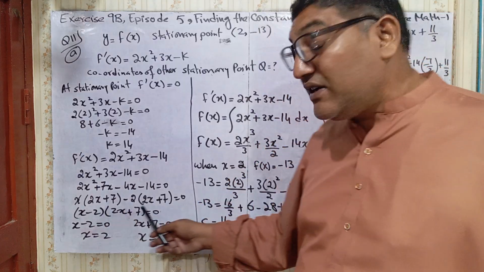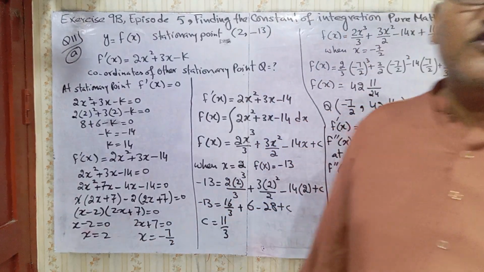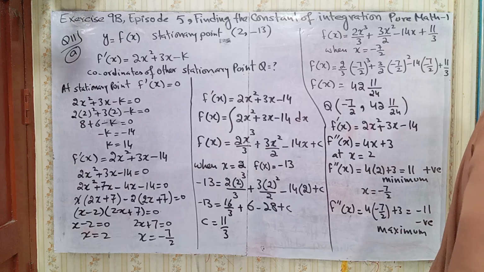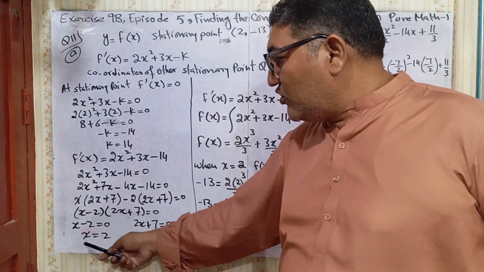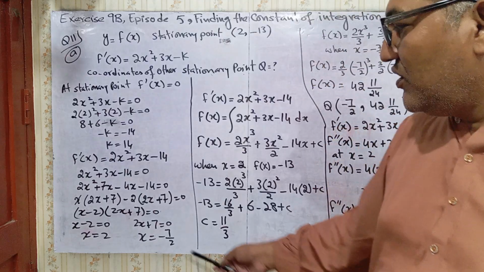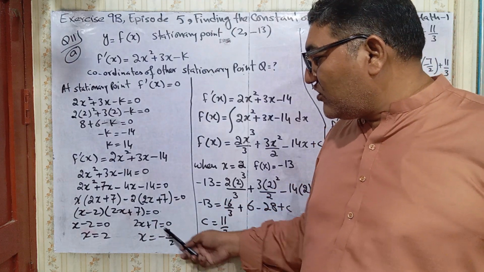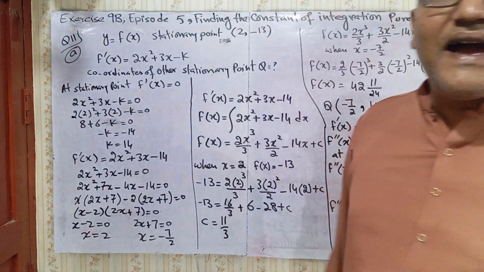So these two brackets are multiplying with each other, and they are equal to 0. So that means you can make each bracket equal to 0. So I will make x - 2 = 0. So x will be equal to positive 2. I can make 2x + 7 = 0. 7 will come to this side. It will become -7.